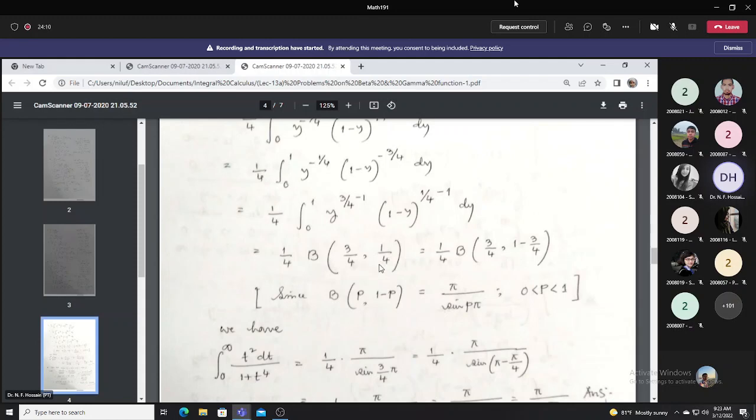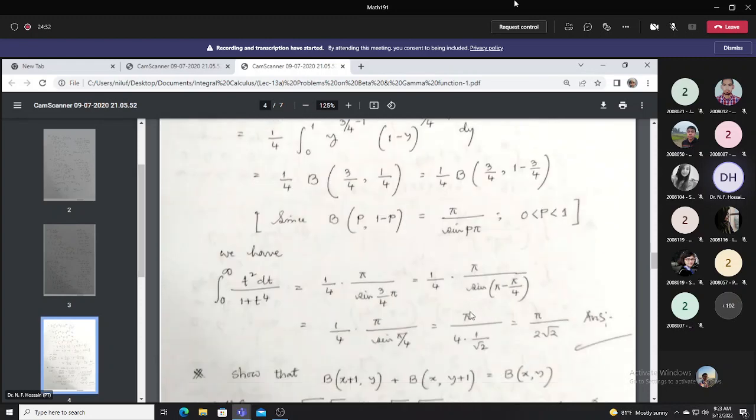And here we can use the relation beta p comma 1 minus p. Because you see this 1 over 4, it means it is 1 minus 3 by 4. So it goes to the formula for beta p, 1 minus p, which is nothing but pi divided by sine of p pi. Your p is 3 by 4. So it should be 1 over 4. The value of this integral should be 1 over 4 pi divided by sine of 3 by 4 into pi.